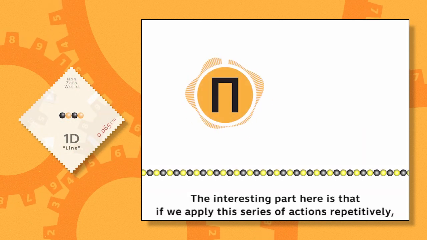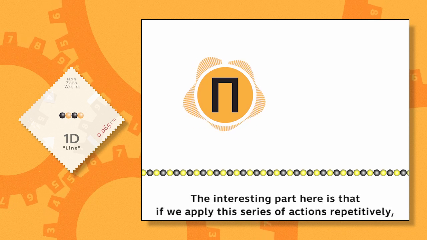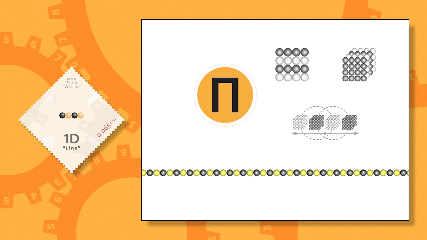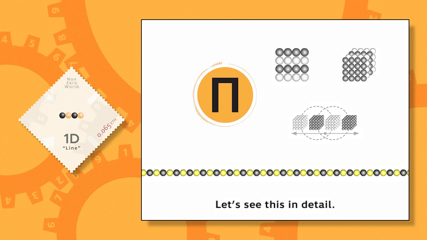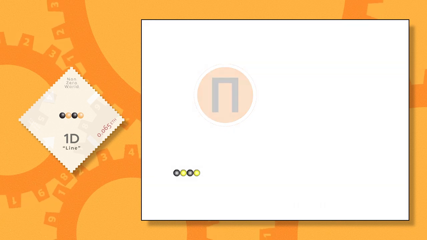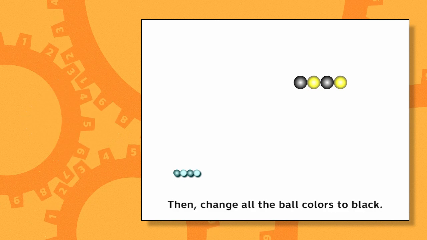The interesting part here is that if we apply this series of actions repetitively, we can develop the line into other forms. Let's see this in detail. I'll keep only a section of the line to make it short and hide the rest. Then, change all the ball colors to black.